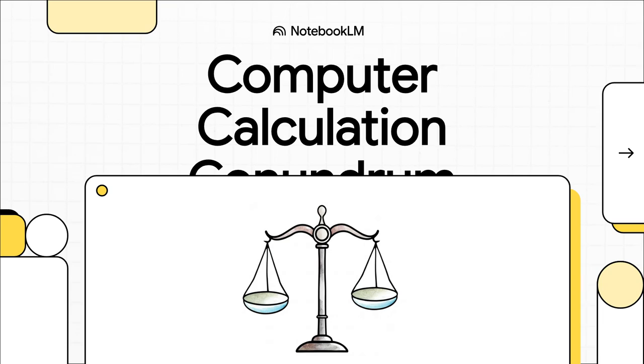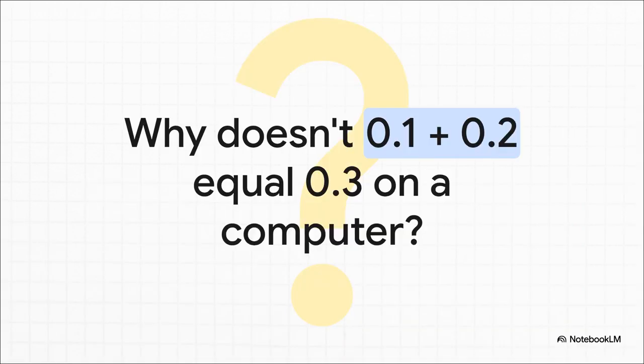Okay, let's dive into something that trips up pretty much everyone at some point, even seasoned programmers. It's a tiny little math problem that actually reveals a giant truth about how computers see the world. I mean, it seems like the most basic math imaginable, right? But if you type this into a lot of programming languages, you get an answer that's, well, it's just a little bit off. And this isn't a bug. It's actually a deliberate design choice.